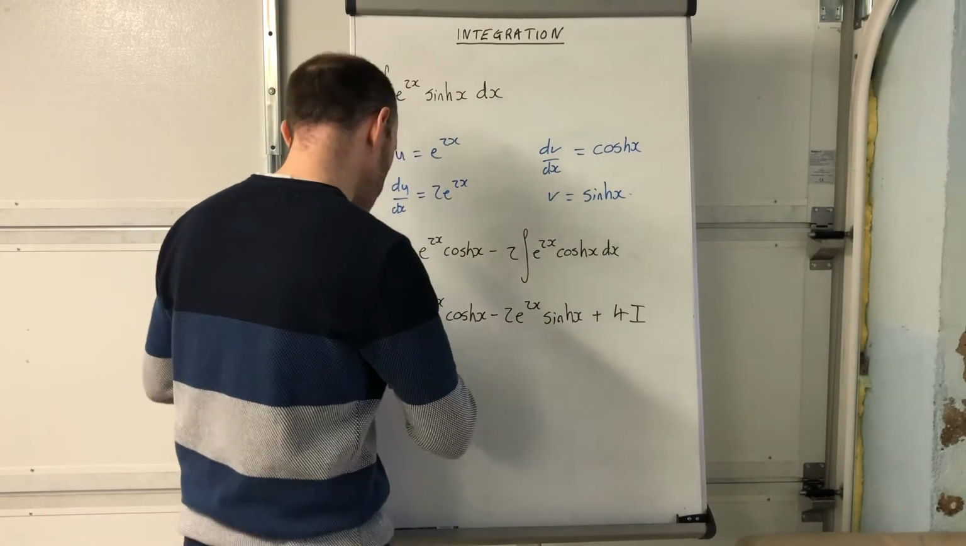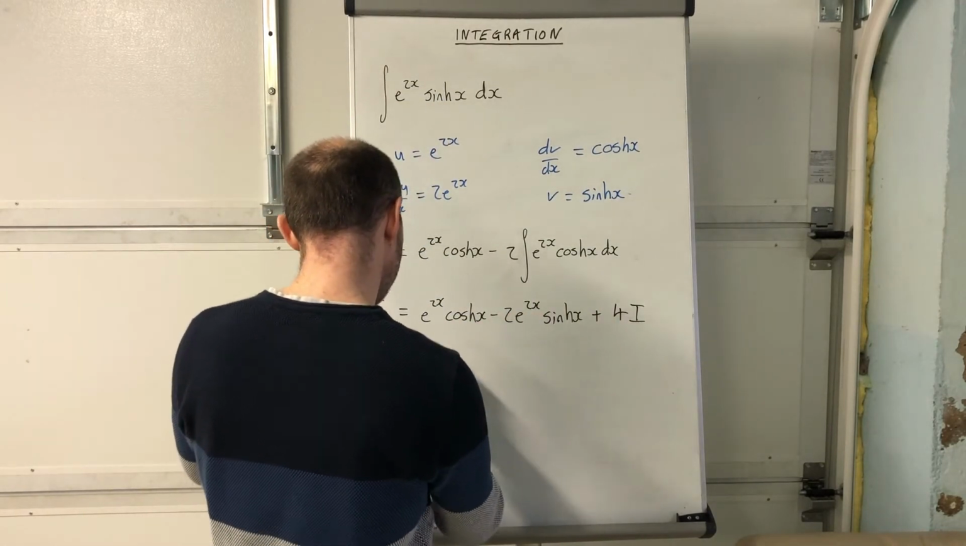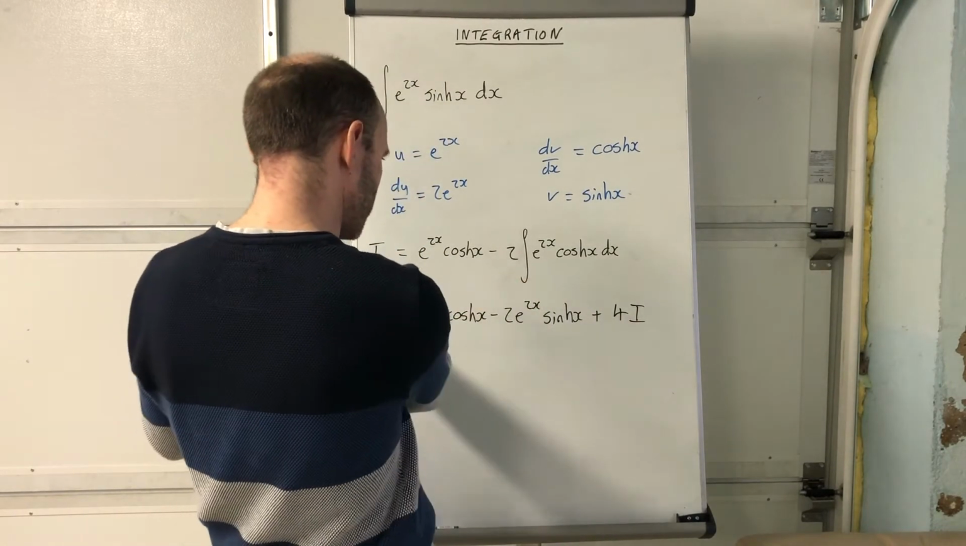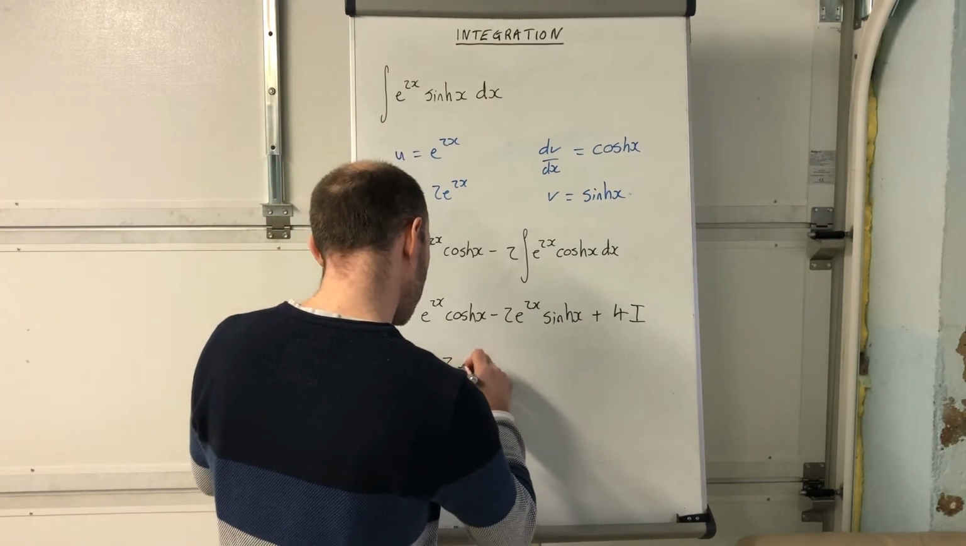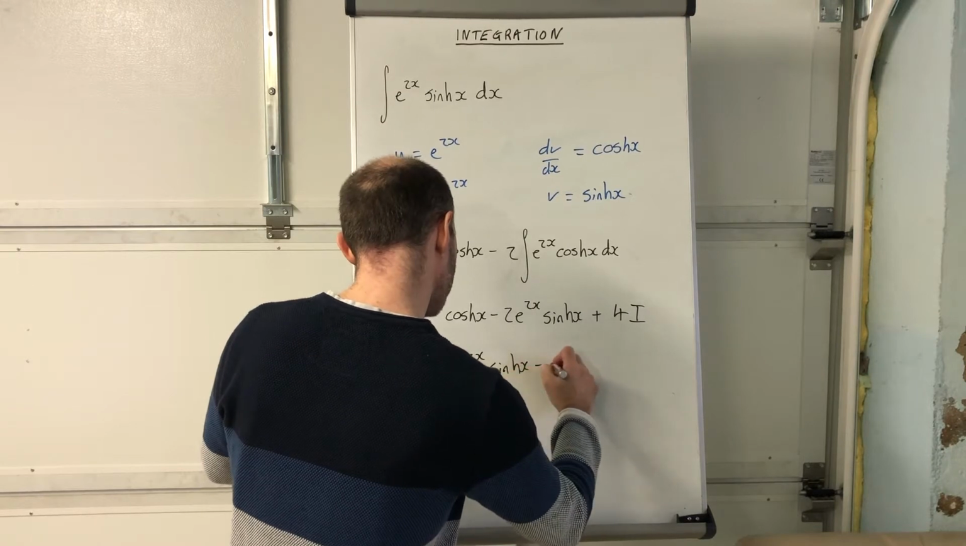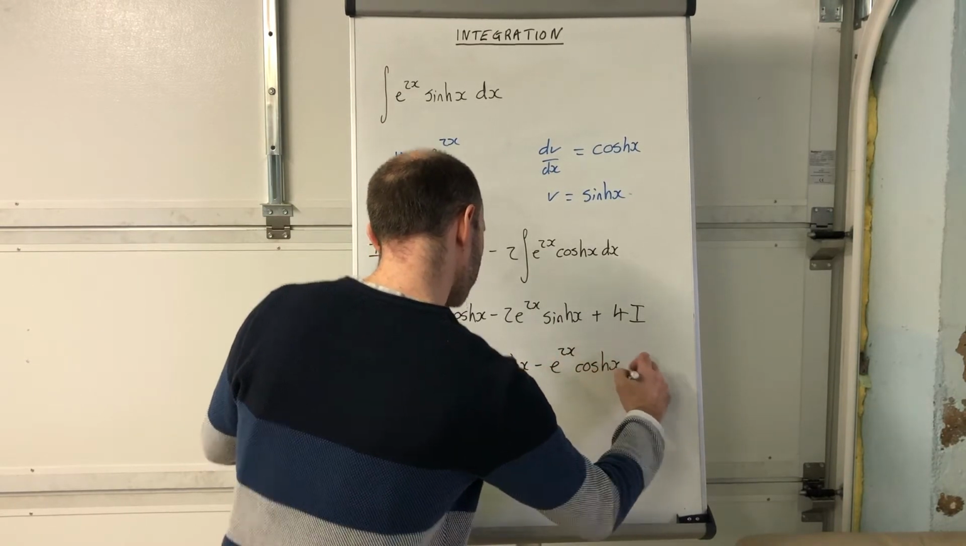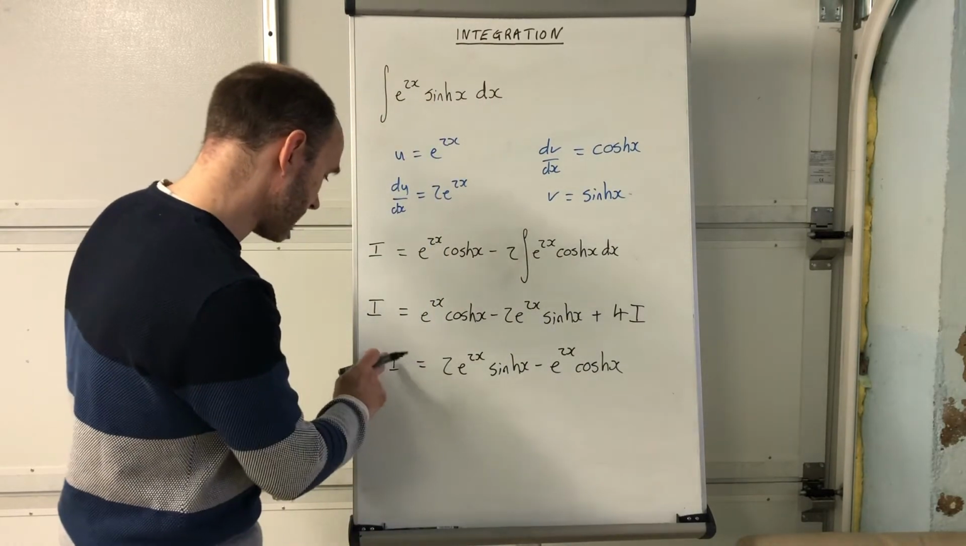Okay, so I'm going to bring that i to that side, so I have 3i, and then I have to bring all of this onto that side, won't I? So 2e to the 2x sine x, subtract e to the 2x cosh x. Okay, and then divide everything by 3.